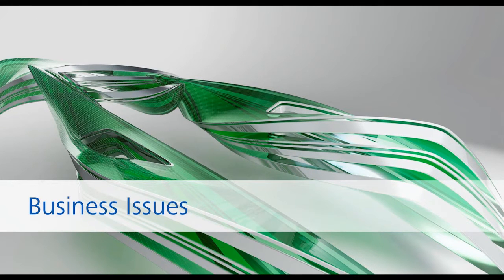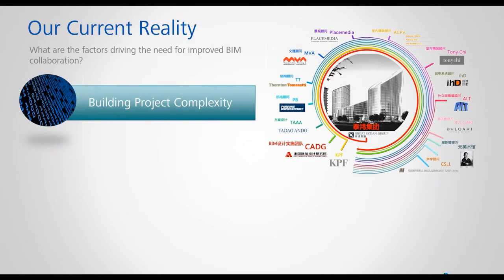So if we start off with the first section, business issues. The current reality is, what are the factors driving the need for improved BIM collaboration? Number one is building project complexity. What we have here is a graphic, an abbreviation of the Autodesk wheel, explaining a project that was done in China and the stakeholders who work on this project and when they actually join the project at various stages.